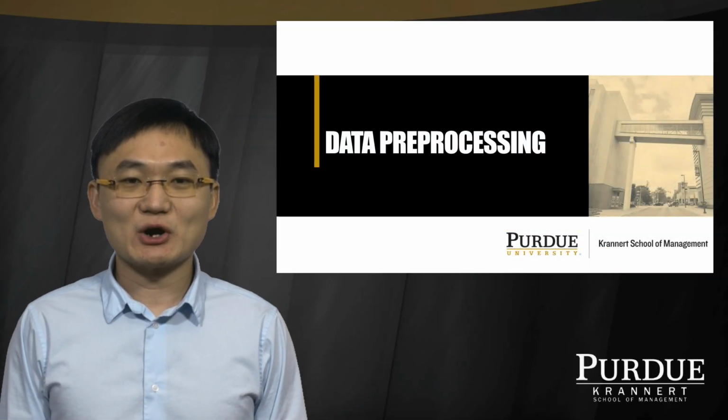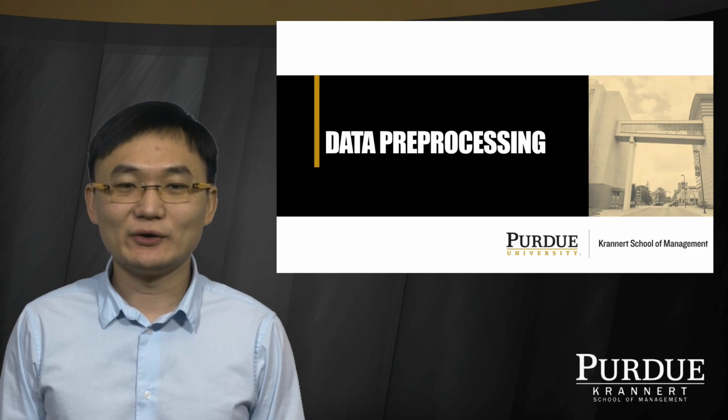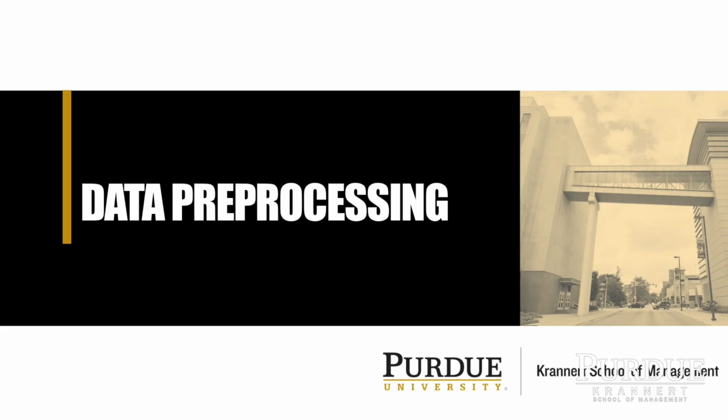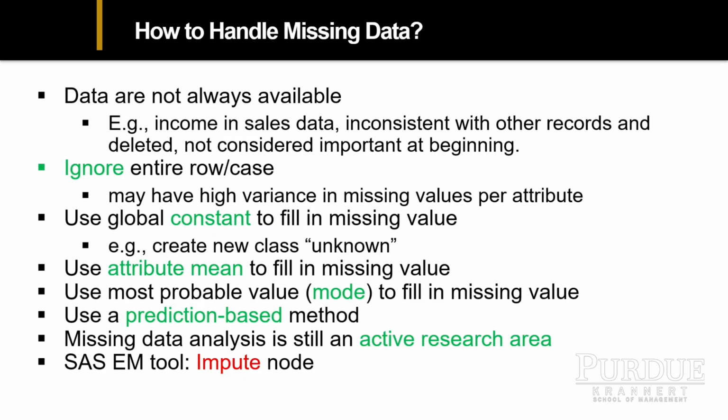So in this lecture, we will discuss how to handle missing values in the data set. Missing values are very common in real data because data are not always available. For example, there are some sensitive data like income data or age data, or there could be inconsistency between different data sets, and hence people remove the data.